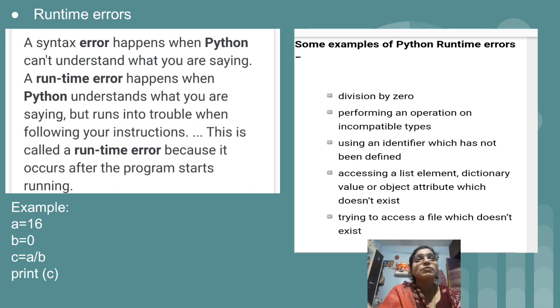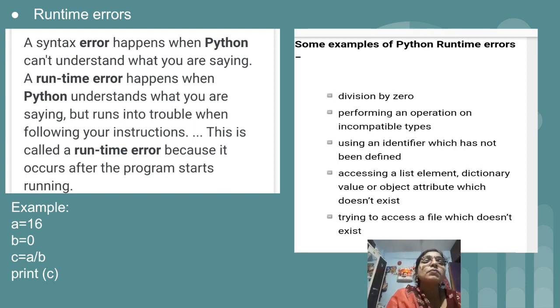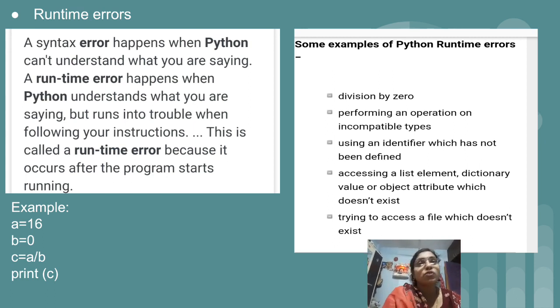There are many other types of runtime errors also. First, the example which I have given, that is division by 0 error. After that, performing an operation on incompatible types, where an integer is smaller than a float. If you initialize a float variable and try to store the value of the float variable into an integer, it will give you an error message, because a float variable is 4 bytes and an integer has a capacity of 2 bytes. So we cannot store 4 bytes into 2 bytes. That is incompatible types. The third error is using an identifier which has not been defined. For example, a equal to 16, b equal to 0, c equal to a divided by b.